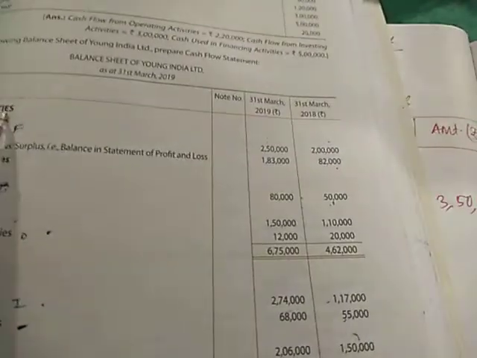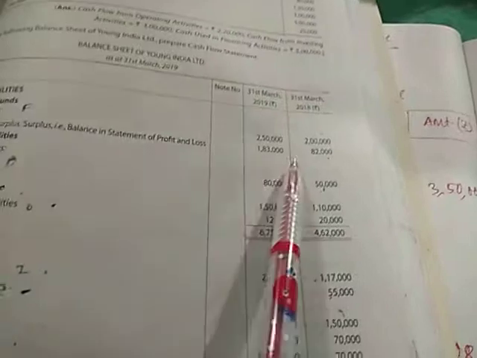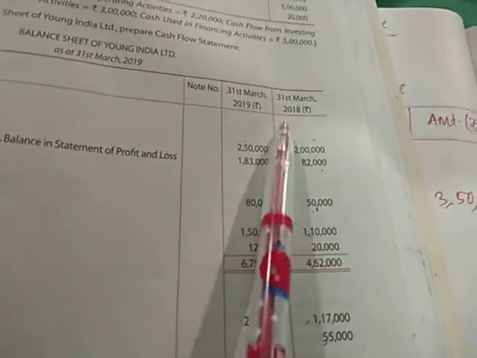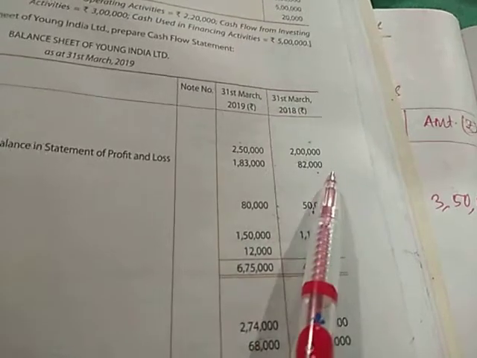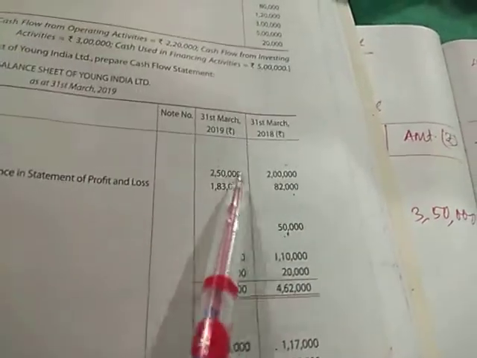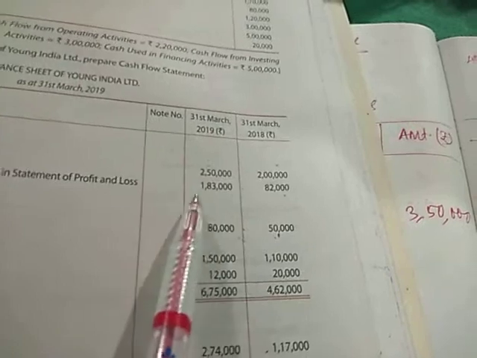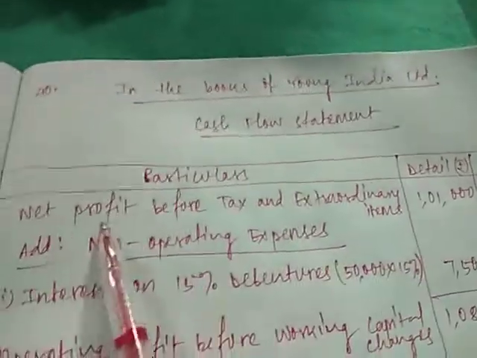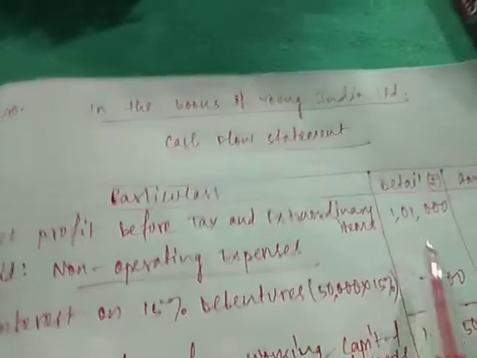That is the difference between statement of profit and loss, surplus balance. Surplus balance is given here, 82,000 at the end of 31st March 2018. On 31st March 2019, it is 1,83,000. 1,83,000 minus 82,000 will give you 1,01,000. That I have written here: 1,01,000 net profit before tax and extraordinary items directly.